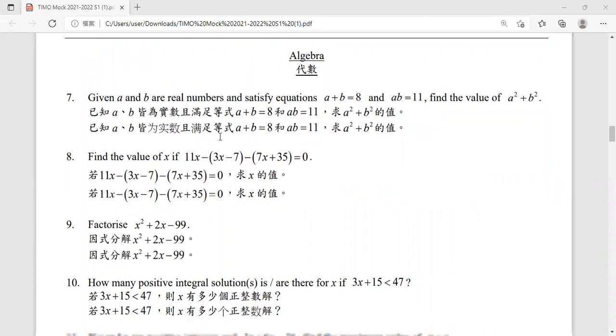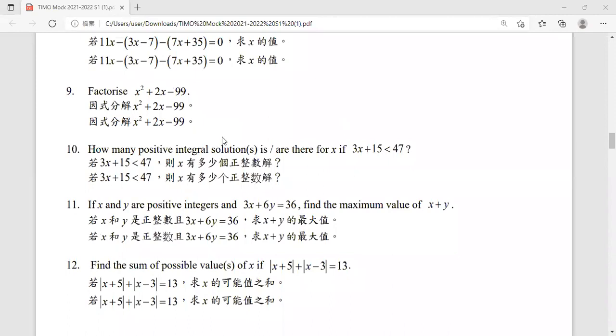Now, question 9. Factorize this one. Now, 2 ways of doing it. One, use identities. Second, cross method.